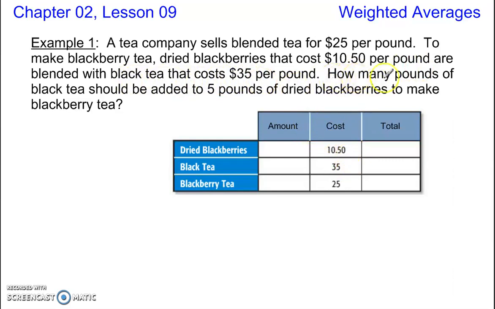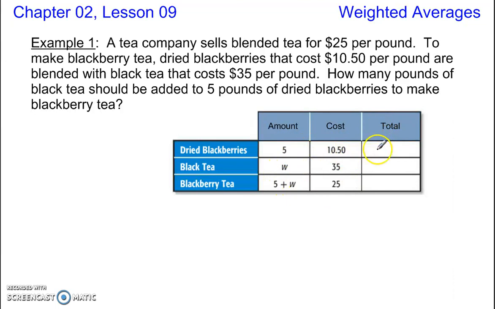All right, now the question is how many pounds of black tea? So we'll put in a variable, W, for how many pounds of black tea. That's what we're looking for. Should be added to 5 pounds of dried blackberries, so we put our 5 pounds right there to make blackberry tea. Now this is the key to mixture problems, how to set this up. To figure out what goes in the blackberry tea, we have the 5 pounds plus the W. Okay, 5 pounds plus the W.